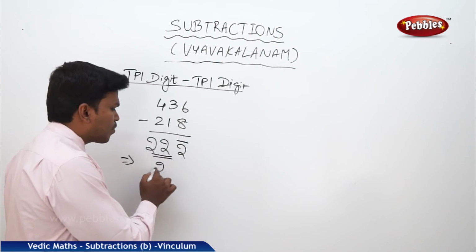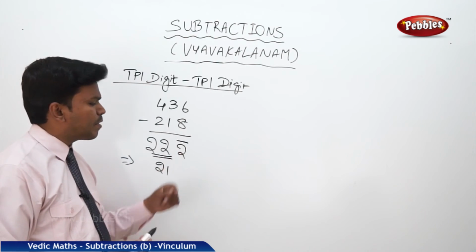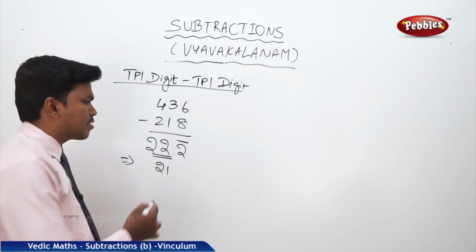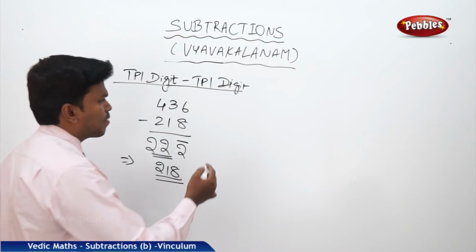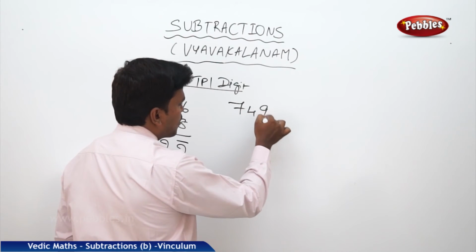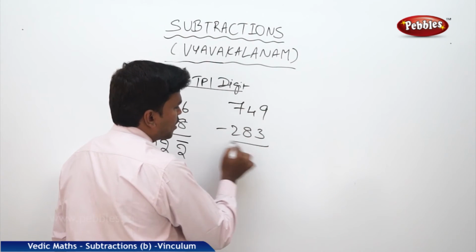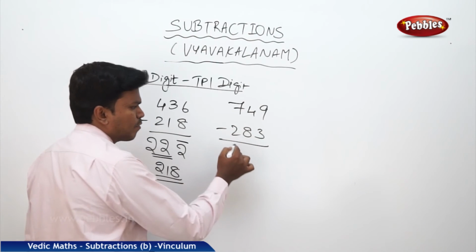How much will it become? 21. Now what is the complement of 2? 8. So what is our answer? 218. One more example. 749 minus 283. So 7 minus 2, 5.